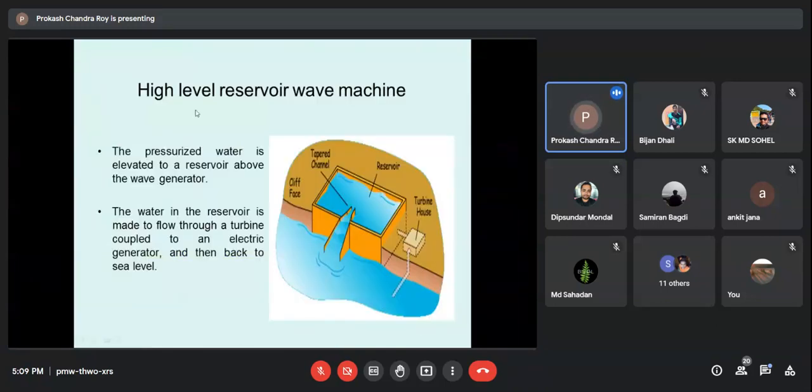In some cases people can think of this type of device also. This is basically a reservoir, and that reservoir will be filled by the wave. When the wave comes here, this reservoir will fill, and there will be a difference in head from the ocean surface to this reservoir, and you can run a low head turbine to get the power. So this is basically a scheme to have power from the wave.